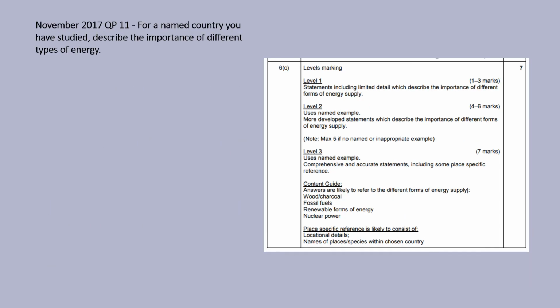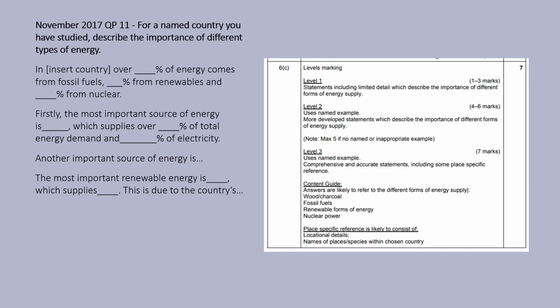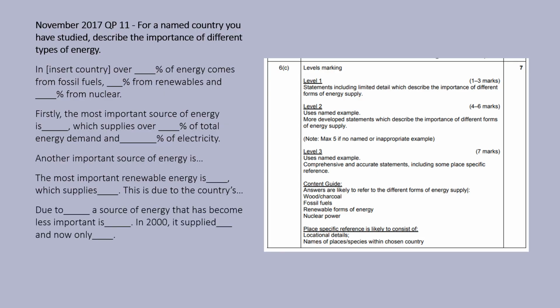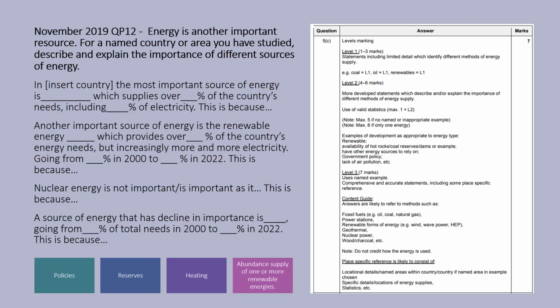And then when it comes to importance, that's when you put it in order of which is the most important energy sources. Then you can talk about maybe which ones have become less important. And then again, you can end it with the role in nuclear energy. And then you need to explain the reasons why that energy resource has maintained its importance, become more important, or has decreased in importance. And again, this is when you mention policies, reserves, heating, and abundant supply of one or more.